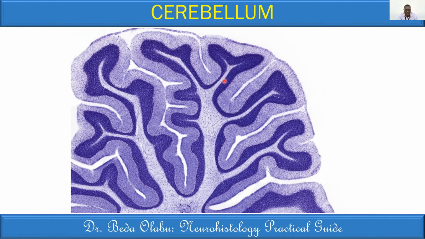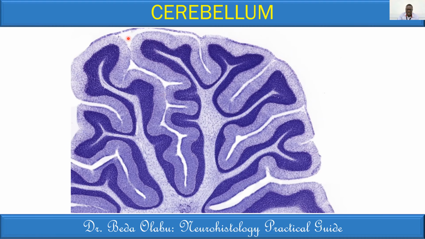That's the arbor vitae. The arbor vitae is surrounded by some layering, very characteristic layering. There's that layer and there's that layer. And then it is highly folded. The folds of the cerebellar cortex are termed folia. So it's foliated.